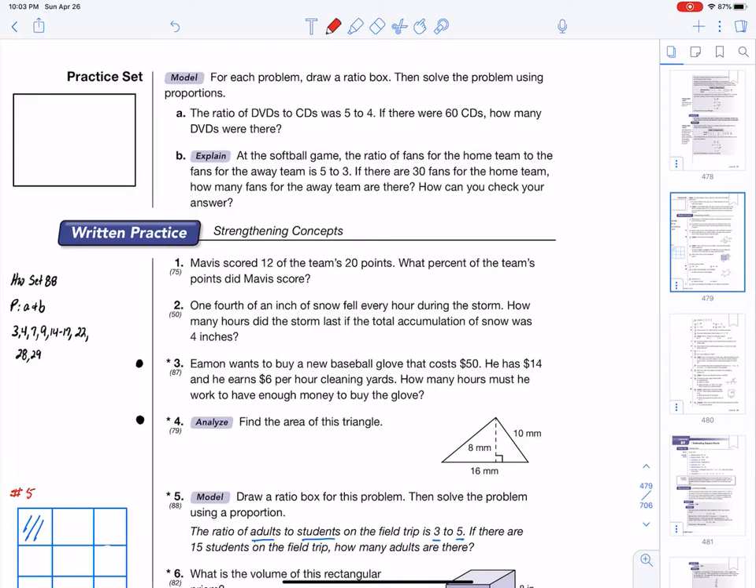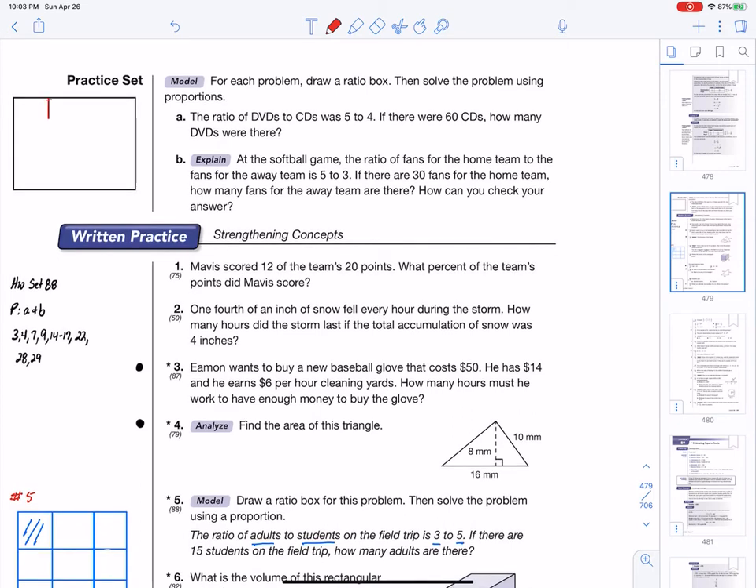We're going to start with the practice A and B. You can see I have my box over to the left, my ratio box. I'm going to go ahead and divide that into 3 columns, and then 3 rows. Remember, the box in the upper left is not going to be used. Kind of a space holder.